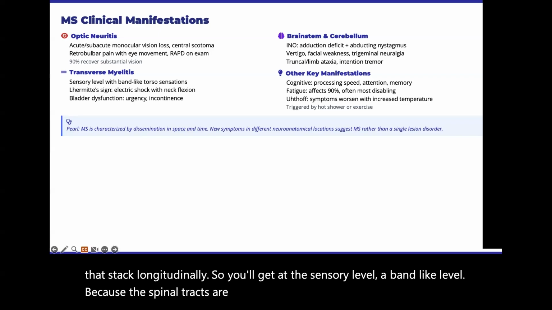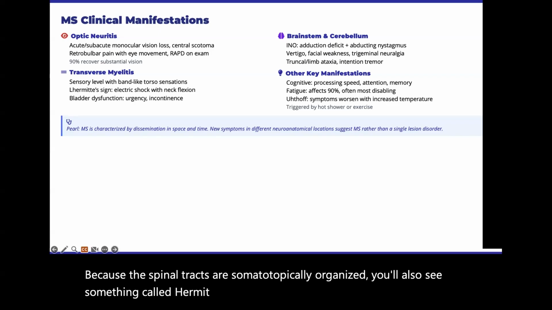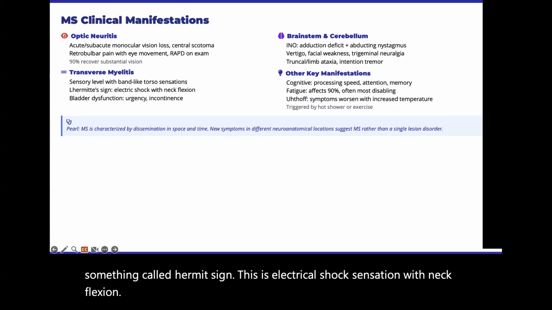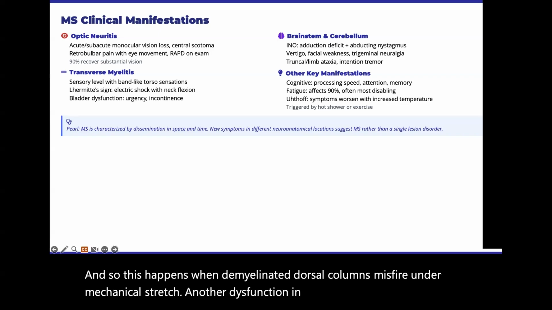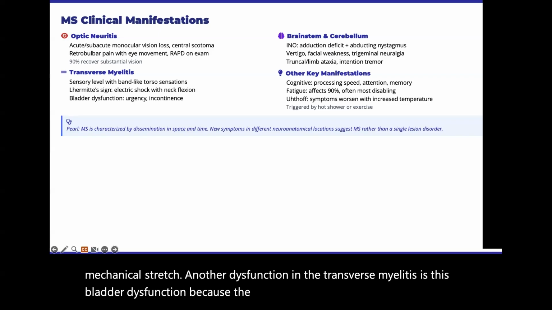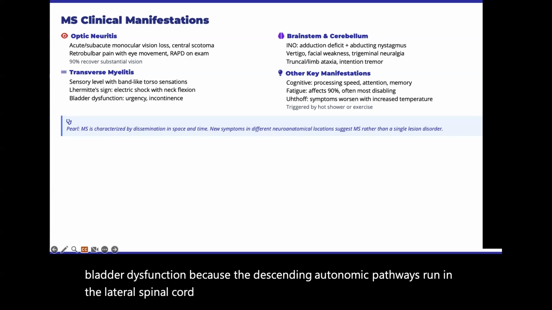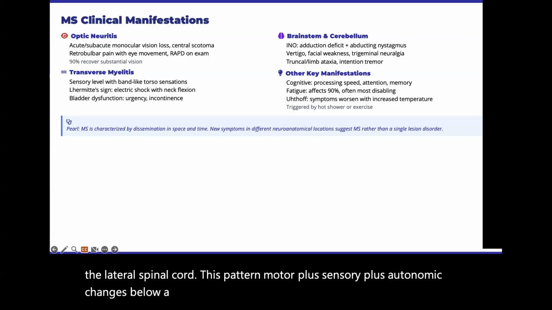You'll also see something called Lhermitte's sign. This is an electrical shock sensation with neck flexion. This happens when demyelinated dorsal columns misfire under mechanical stretch. Another dysfunction in transverse myelitis is bladder dysfunction because the descending autonomic pathways run in the lateral spinal cord. This pattern, motor plus sensory plus autonomic changes below a specific level, points directly to a spinal cord lesion.